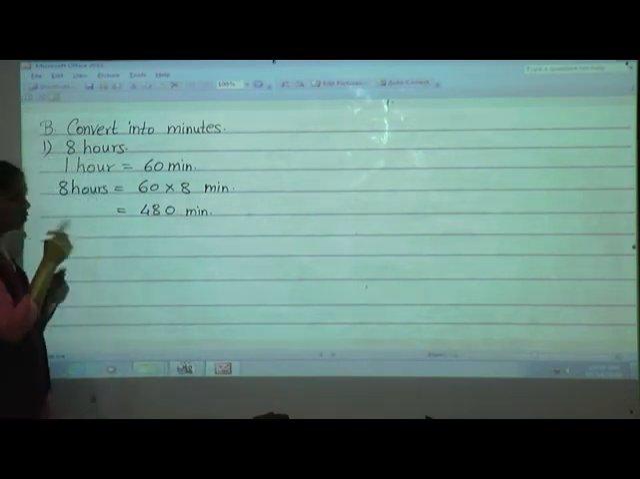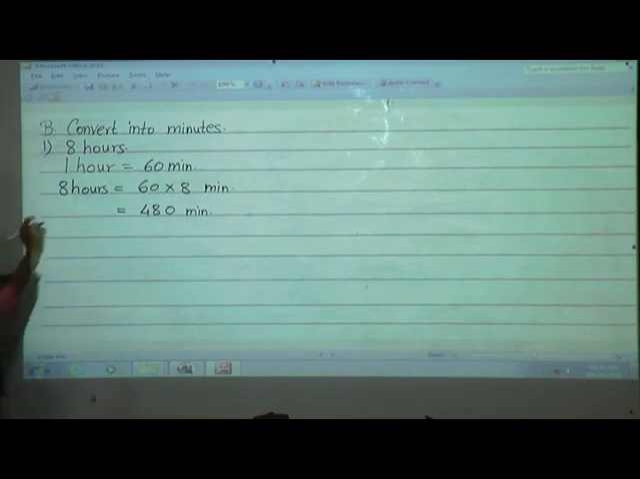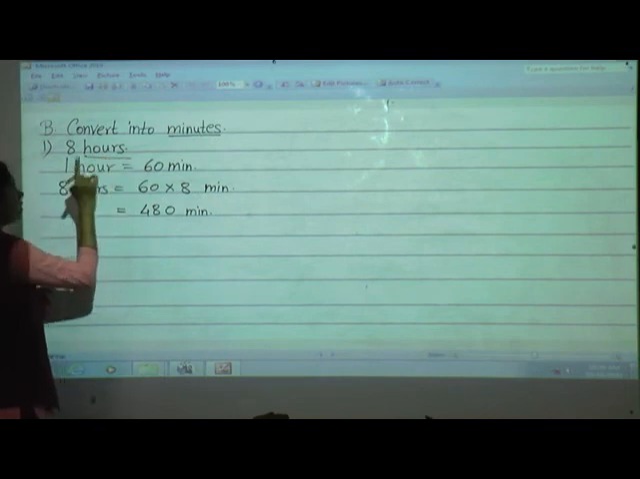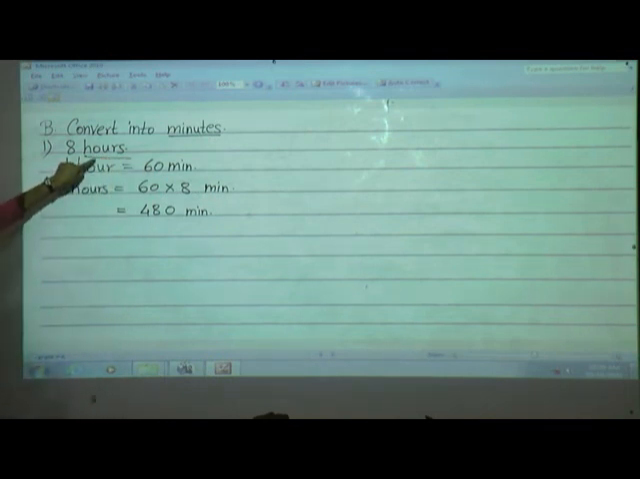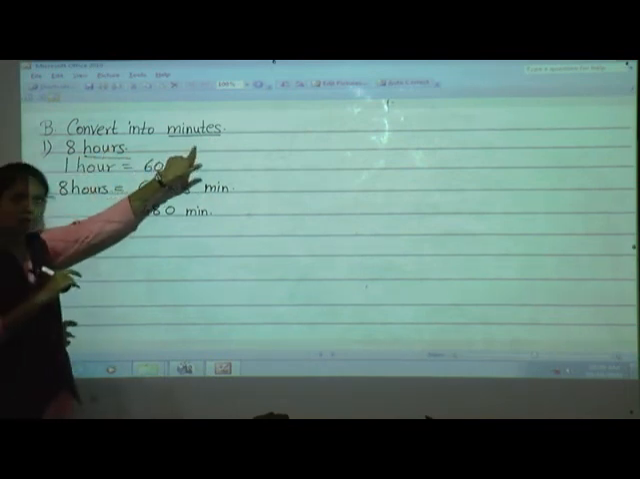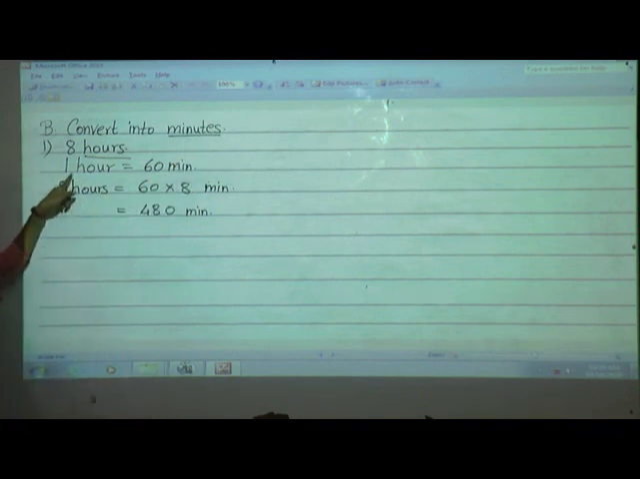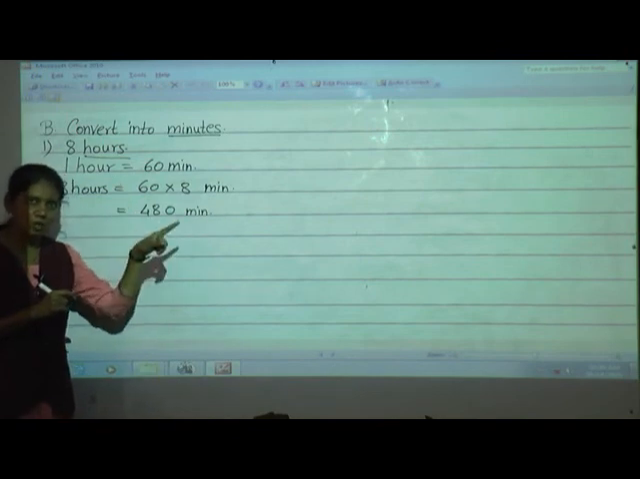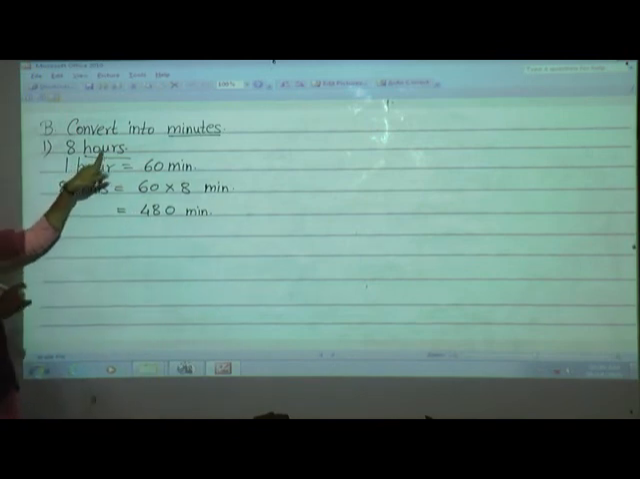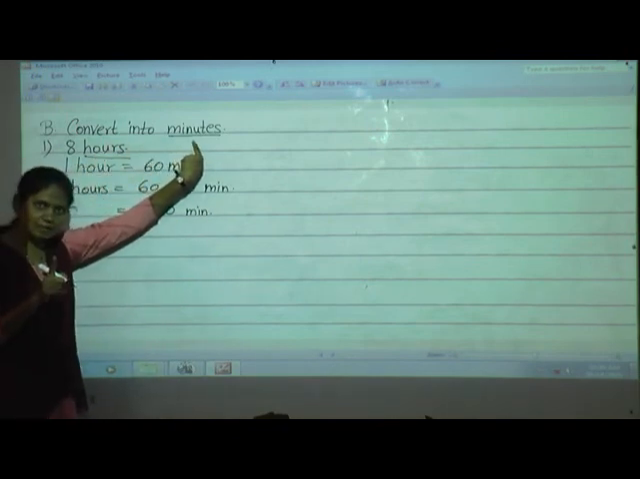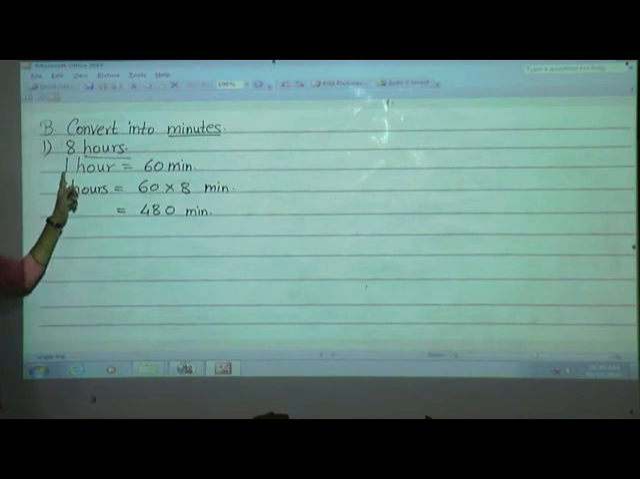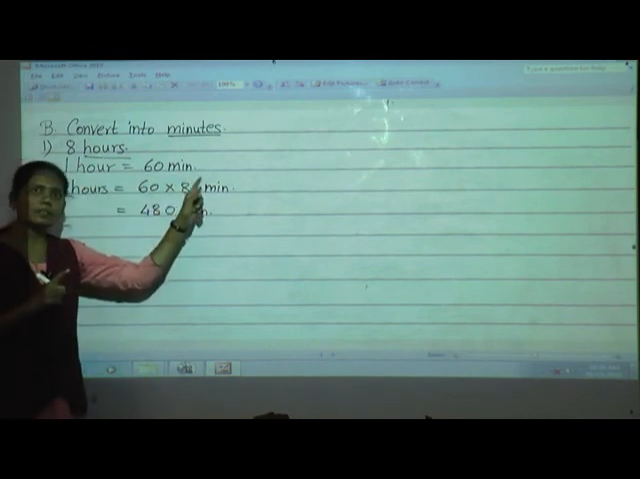Now here you have to read the question carefully. See here, convert into minutes, this is minutes and here hour is there. So what we have to do? We have to convert these hours into minutes. So here you have to write 1 hour is equal to 60 minutes. Here the relation is between hours and minutes.